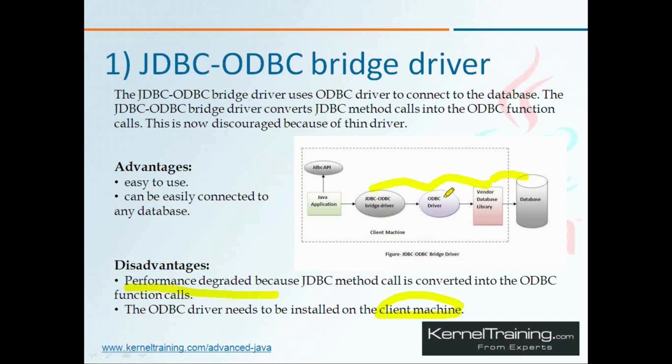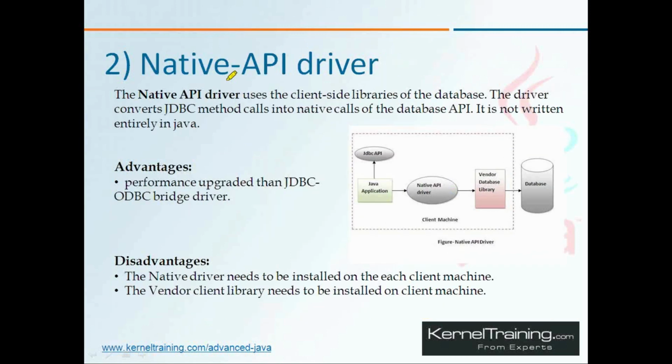Coming to the second type of driver, that is called a native API driver. What is a native API driver? The native API driver uses the client side libraries of the database. The driver converts JDBC method calls into native calls. What are native calls? According to the native platform, the calls are converted accordingly. That is called native calls of the database API. It is not completely written in Java, right? That means this driver is not completely written in Java.